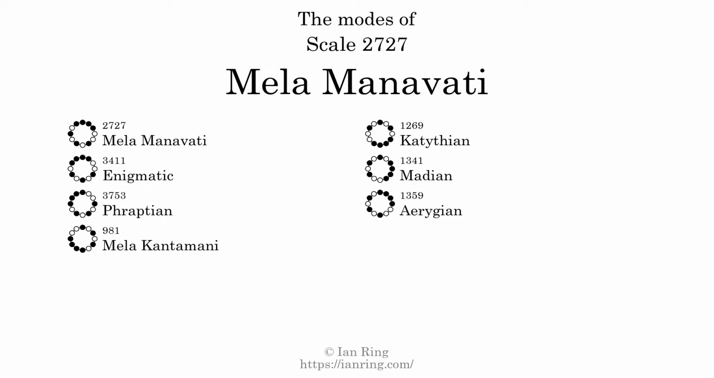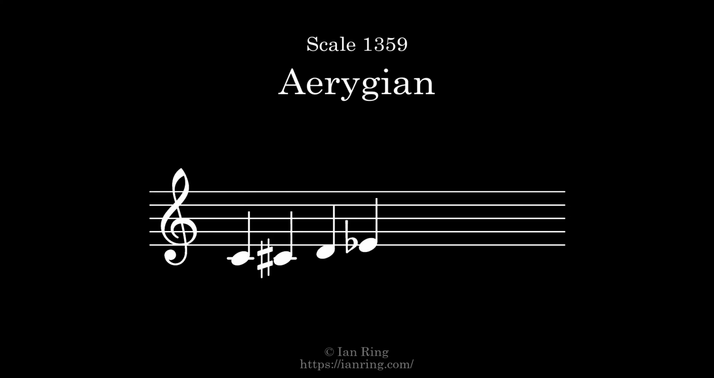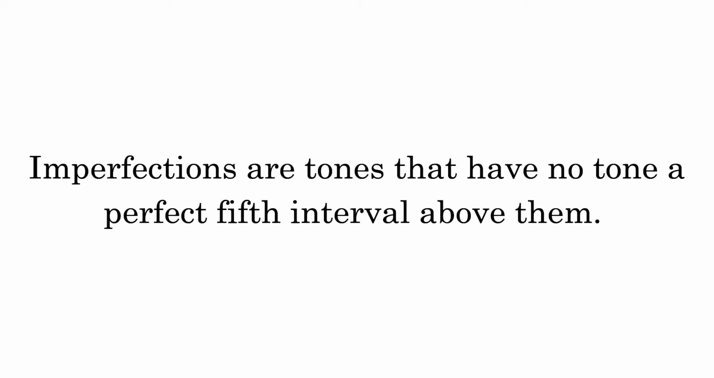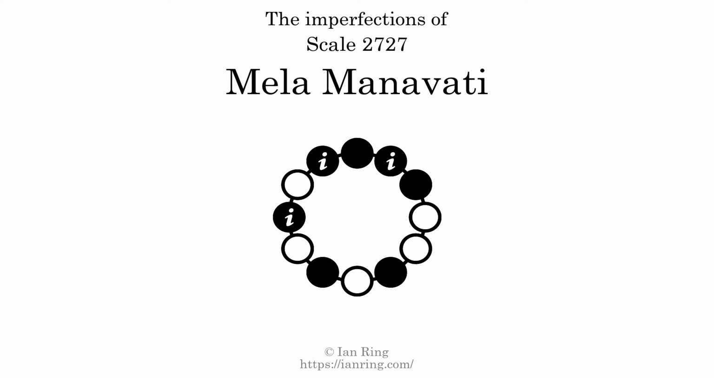The seventh and last mode is scale 1359, also known as origin. It sounds like this. Imperfections are tones that have no tone a perfect fifth interval above them. This scale has 3 imperfections. They are at positions here, here, and here.